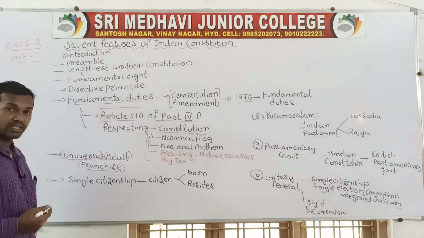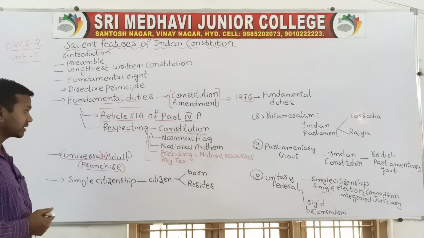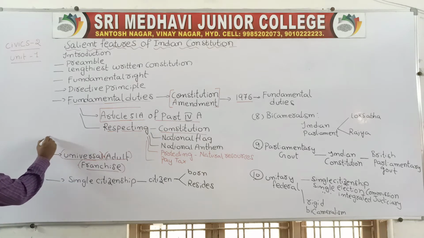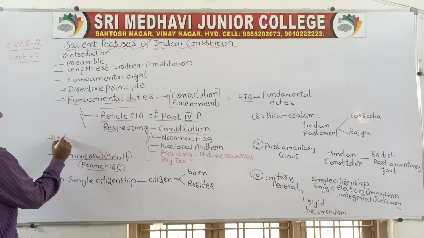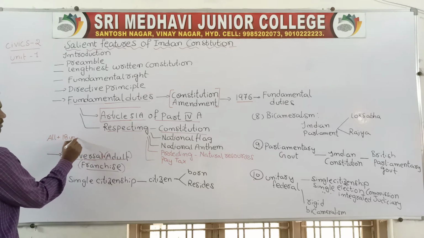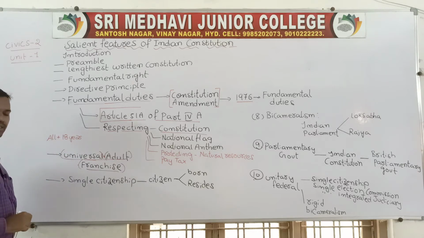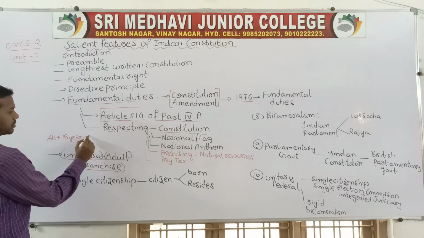In the previous classes, in the 10th class, we covered this concept. Universal means all, all the people. Adult means a person who has completed 18 years of age. Franchise means the right to vote.